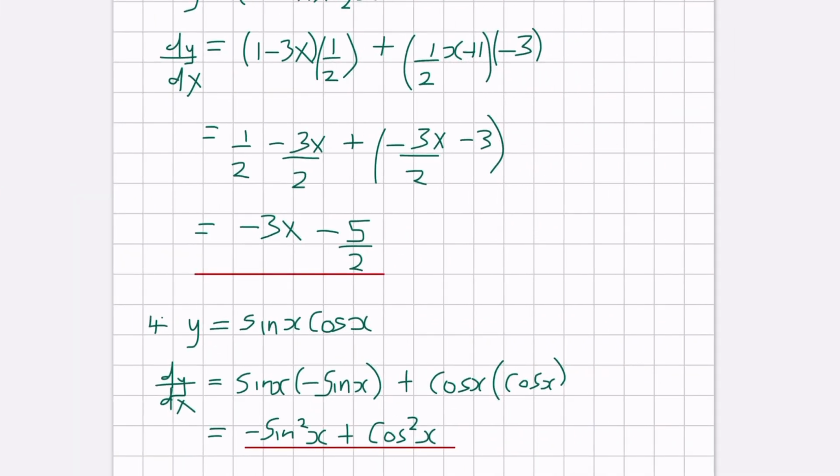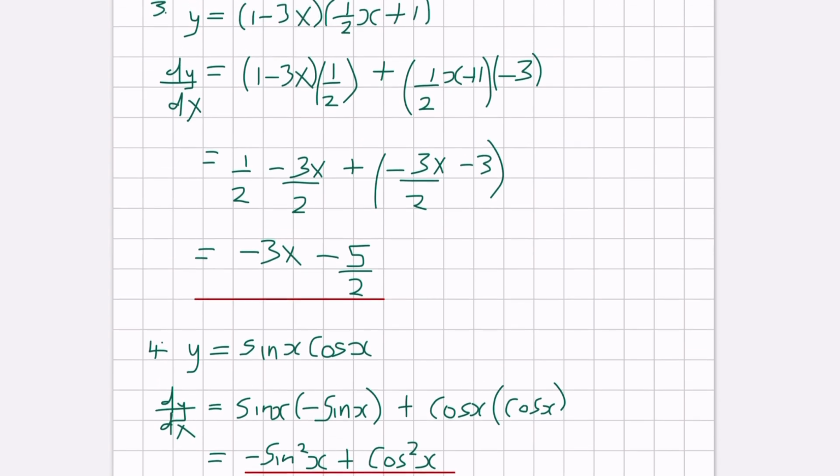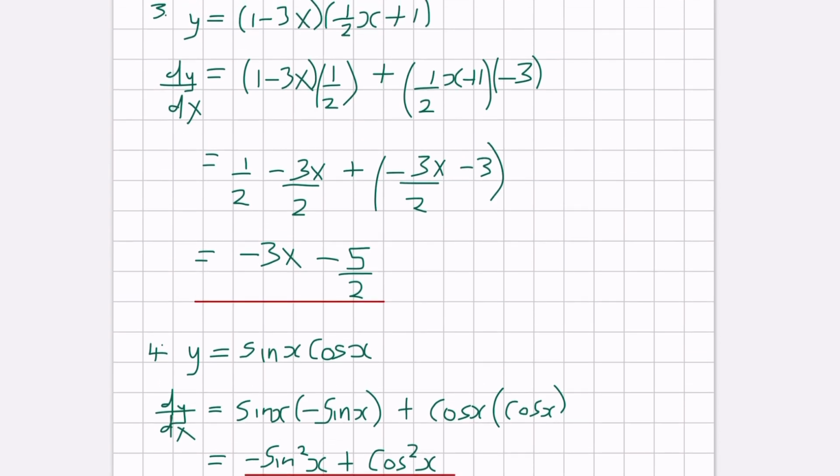Then moving on now to the third example that we have. The third example is saying differentiate y equal to 1 minus 3x multiplied by half of x plus 1. So it's the same principle that we apply. You keep the first function here, as it is in the question, as the constant. Then you differentiate the second one. So when you differentiate the second, the derivative of half of x plus 1 is equal to half. Plus, you keep the second one here as a constant, then you differentiate the first. You're going to get minus 3. Then you simplify this, you get your final answer is minus 3x minus 5 over 2, right?